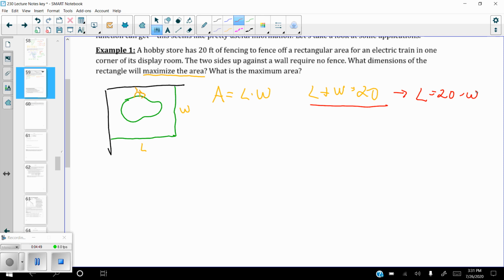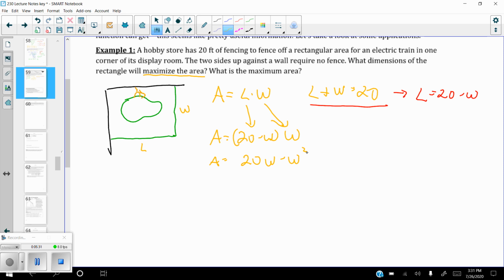Okay, so now what we can do is create this equation for area in terms of one variable, and that's the important thing. We need to get it down to one variable. So let's see, we're going to have L, which is now 20 minus W, times W. So that was L, and that's W. But now it puts it down into one variable. So now all I have to do is distribute my W, so I get 20W minus W squared. Okay, why is that important? Well, now I have one independent variable.